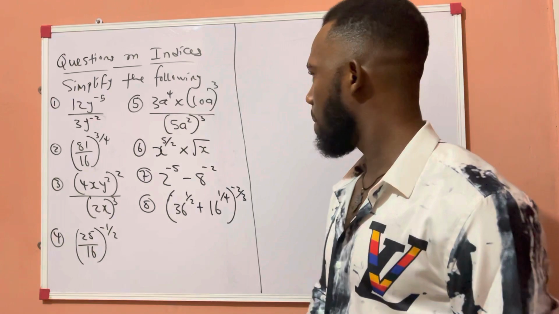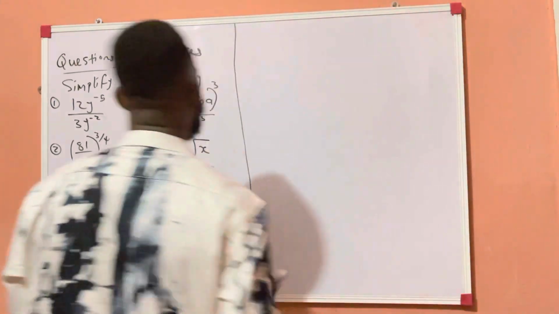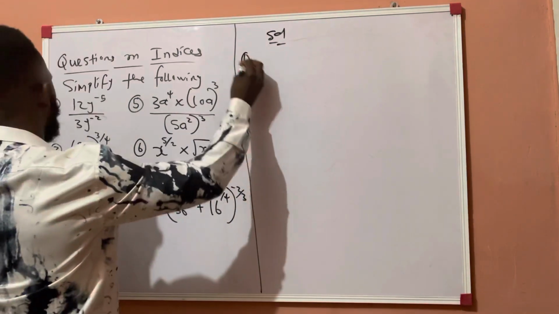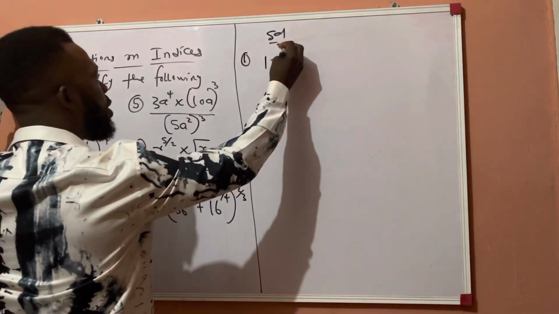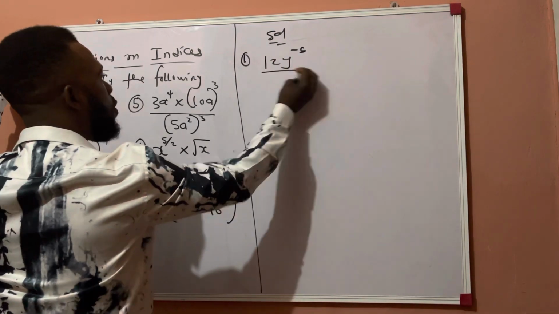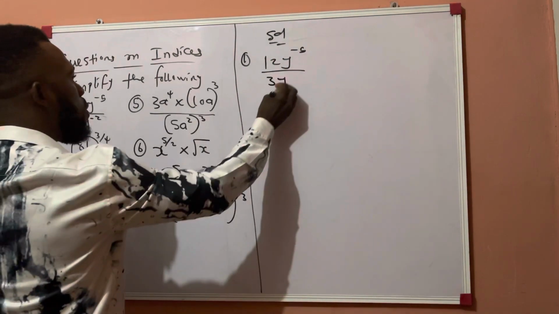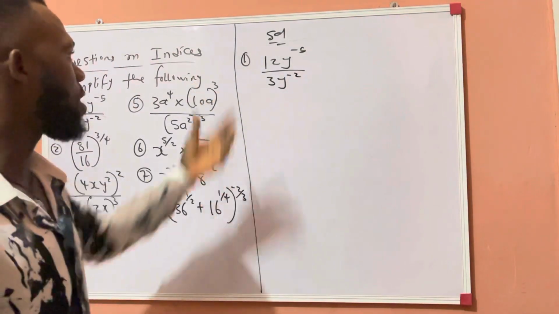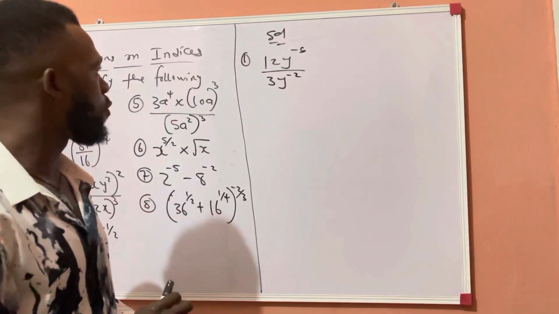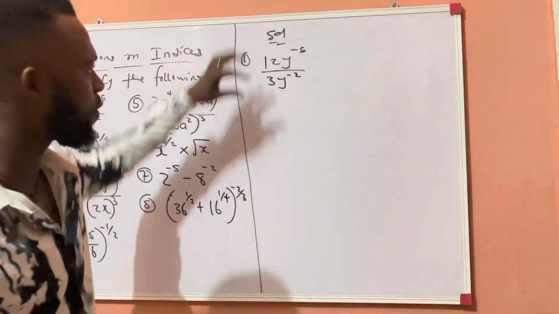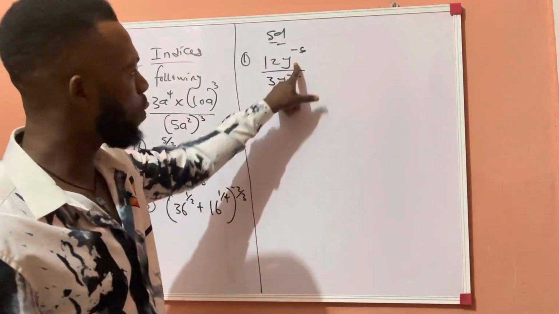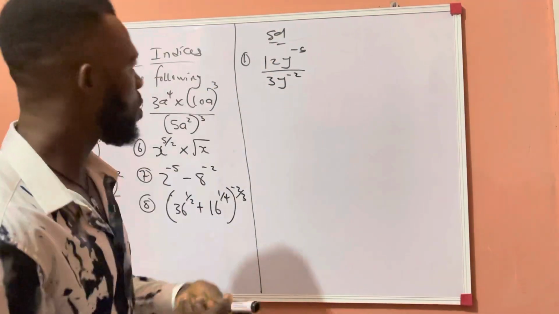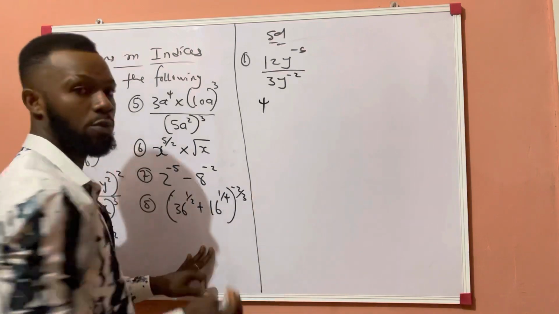So let us begin. The first question for today says 12y raised to the power of minus 5 over 3y raised to the power of minus 2. Now how do you simplify this type of question? It is very simple. You will notice that we have 12, we have 3, we have y, we have y. Now 12 divided by 3 gives us 4.